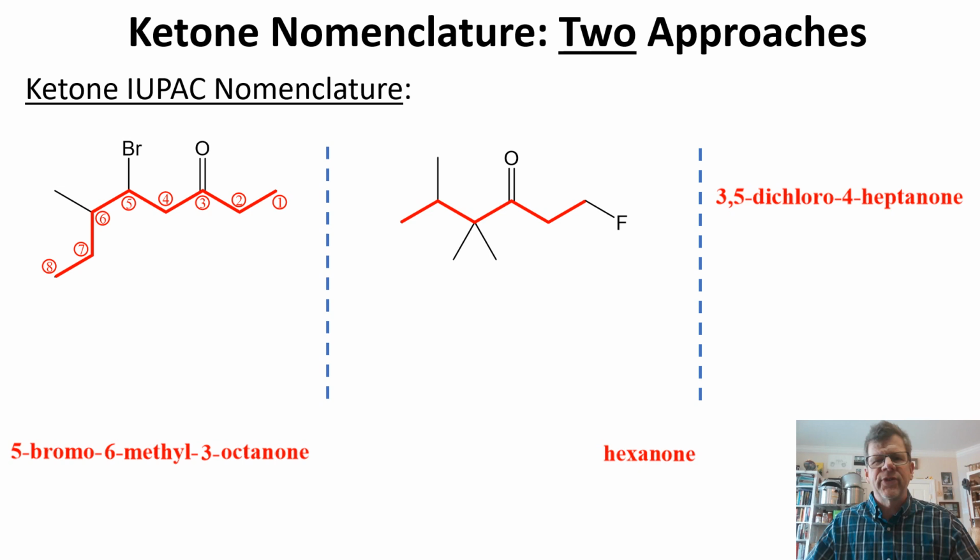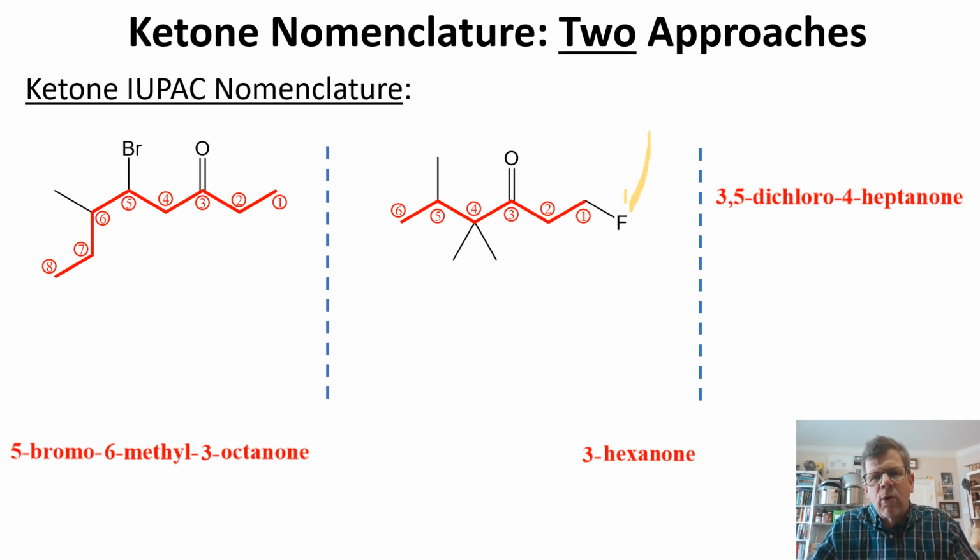Now we will number this parent chain, giving the ketone carbonyl the lowest numerical designation. It's a little tougher in this case, but if we number from right to left, that brings in the ketone carbonyl at the 3 position. If we numbered from left to right, it would bring it in at the 4 position. We want the lowest number. So we see that ketone carbonyl is at the 3 position, and so we have to prefix that hexanone name with 3. 3-hexanone.